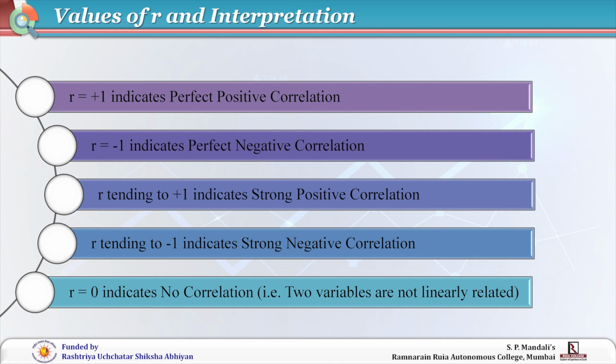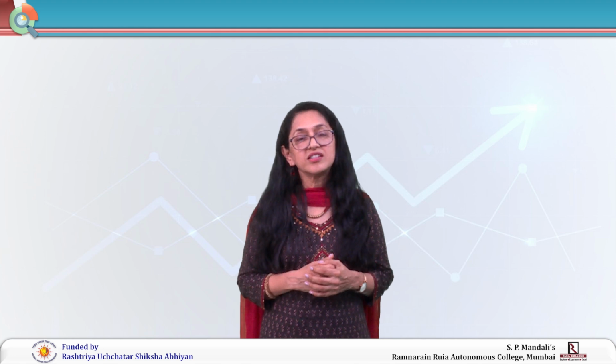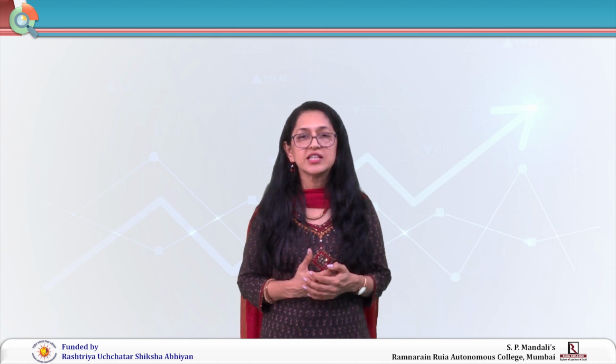And finally, if r is equal to 0, then it means there is no correlation between the two variables x and y, which actually indicates that there is no point in studying the two variables together. It's important to understand that r measures the degree of linear relationship between the two variables x and y.